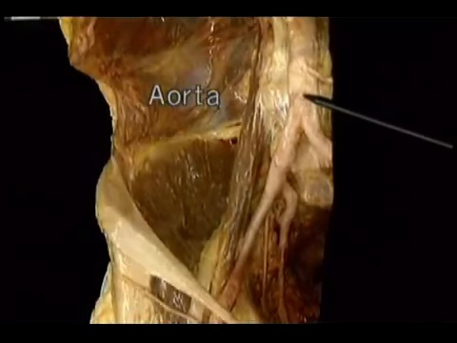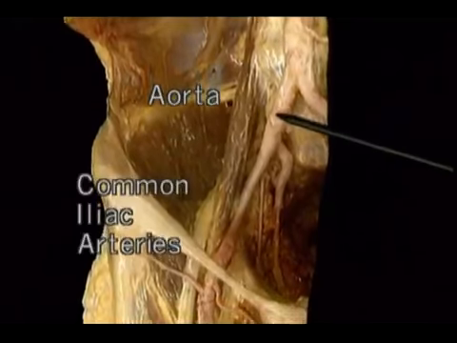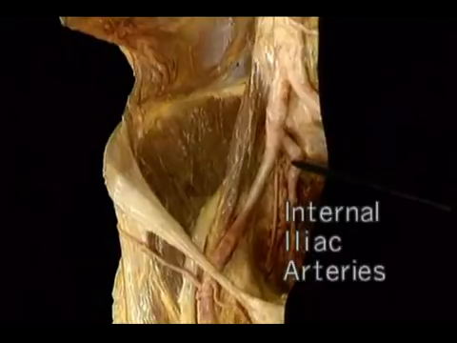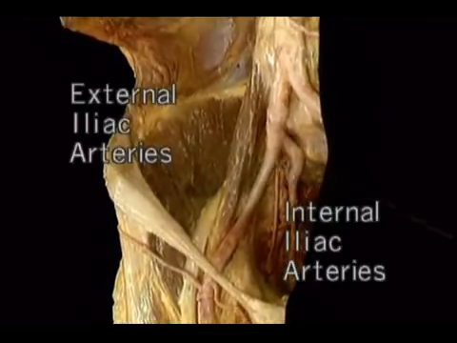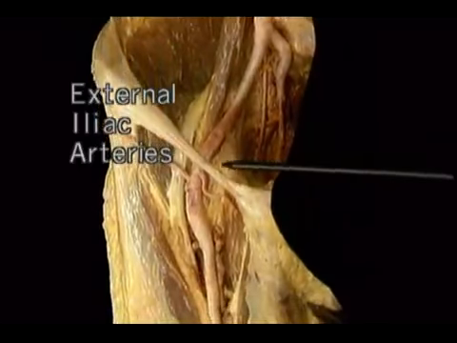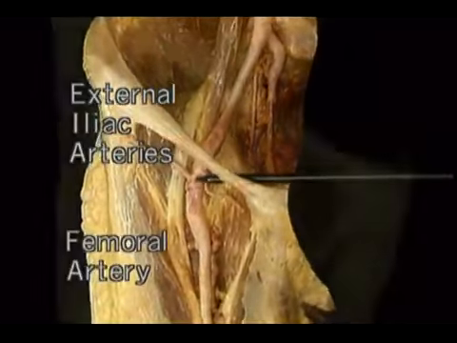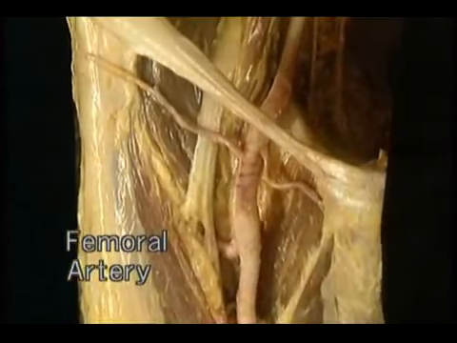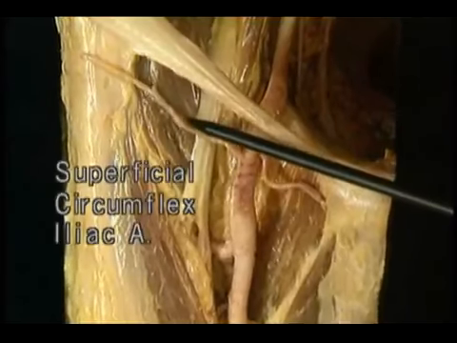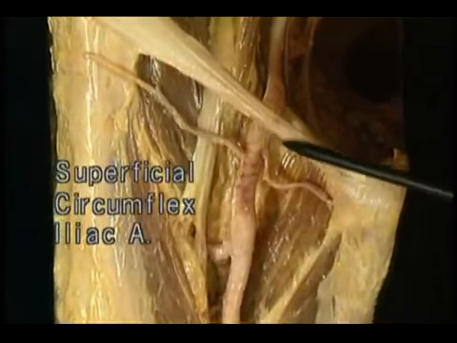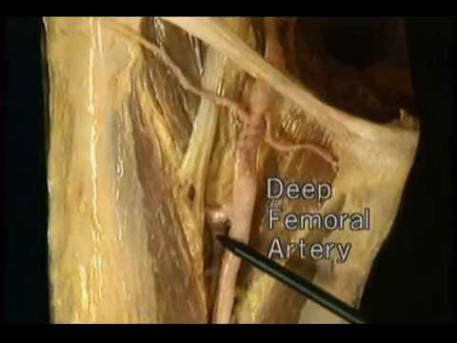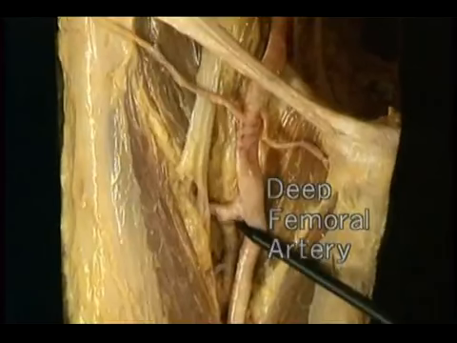Here's the abdominal aorta, dividing to give off the left and right common iliac arteries. The common iliac divides into the internal iliac and external iliac arteries. The external iliac passes under the inguinal ligament, emerging as the femoral artery. The femoral artery gives off two small branches and one large branch. The small branches are the superficial circumflex iliac, which runs laterally, and the external pudendal, which runs medially. The large branch is the deep femoral artery, which we'll look at in a minute.